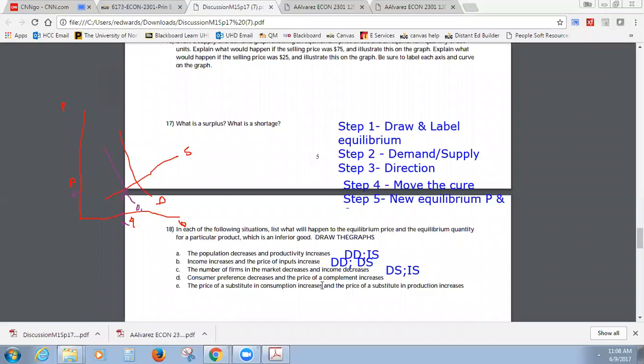All right, last one. The price of a substitute in consumption increases and the price of a substitute in production increases. All right, so price of a substitute in consumption has to do with when I am producing a good, and let's say peanut butter and jelly, whatever those happen to be. All right, so the price of a substitute in consumption increases. So if the price increases, that's going to be an increase in the demand.